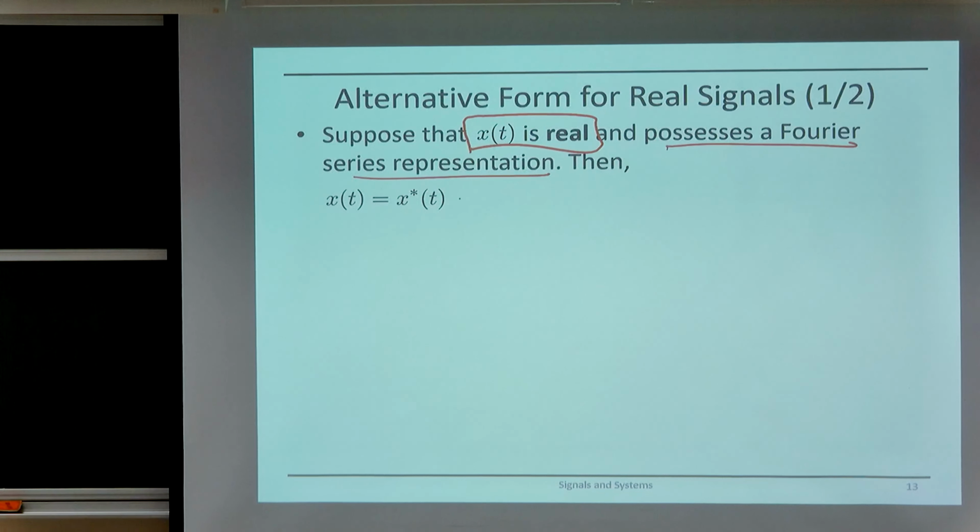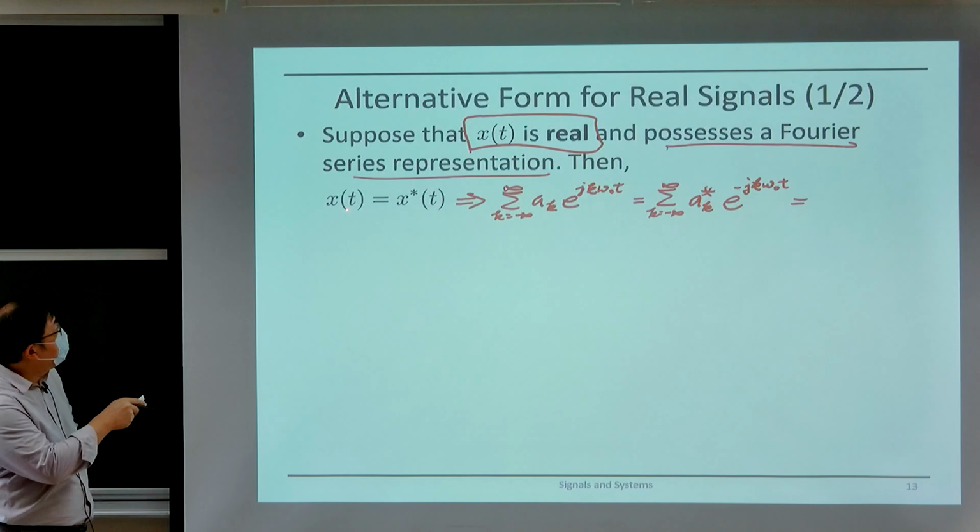So on the left-hand side, we have x of t, which is the summation of a_k e to the j k omega naught t, where k goes from minus infinity to infinity. Okay? And on the right-hand side, we have the complex conjugate, which is a_k complex conjugate, e to the minus j k omega naught t.